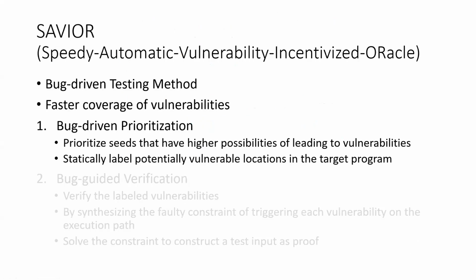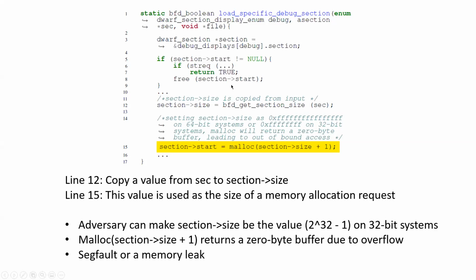So the thing is, when the fuzzer actually reaches these lines of code, it is not probable that it manages to set section size to 2 to the power 32 minus 1, because it is very special. The inputs are randomized for fast testing, so it's a very low probability that you can actually find this vulnerability.